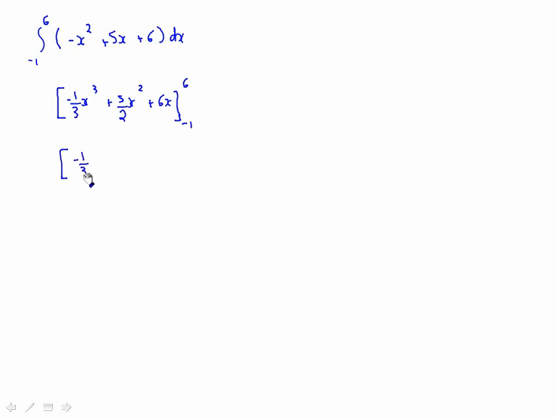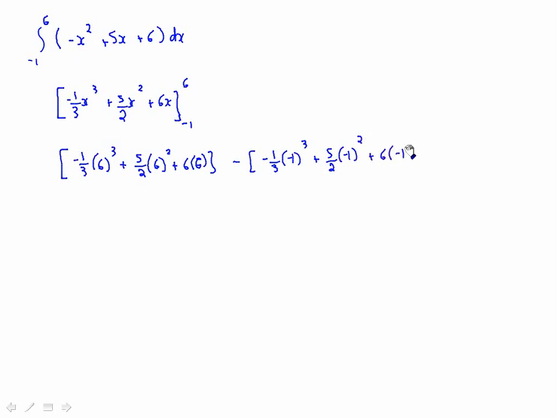So negative 1 over 3, 6 to the 3, plus 5 over 2, 6 to the 2, plus 6 times 6, minus negative 1 over 3, negative 1 cubed, plus 5 over 2, negative 1 squared, plus 6 times negative 1. Now you can pretty much make this go right through your calculator without a lot of fuss.